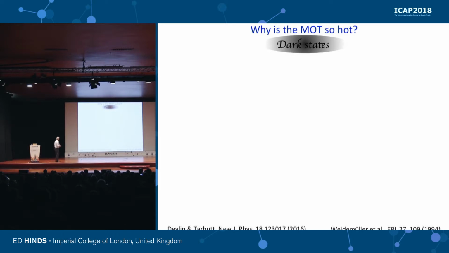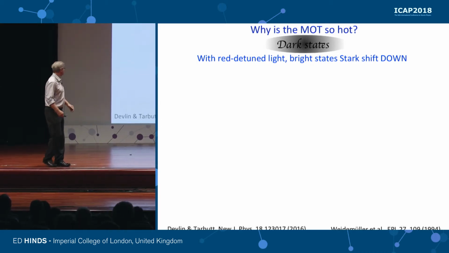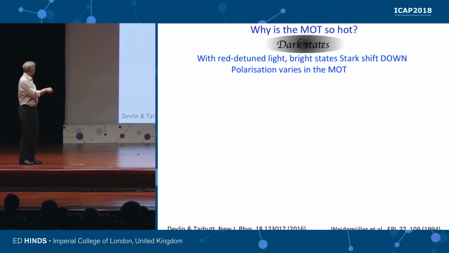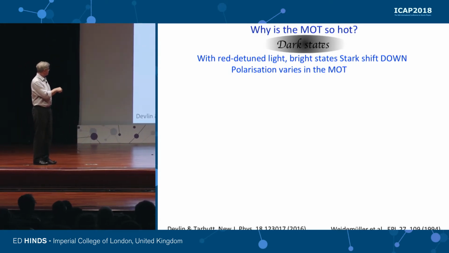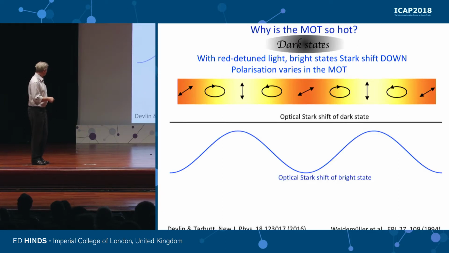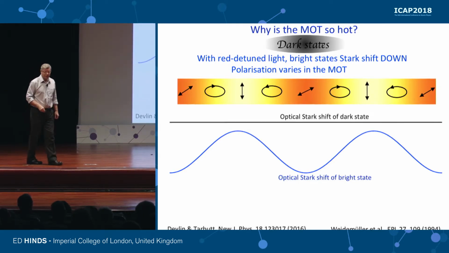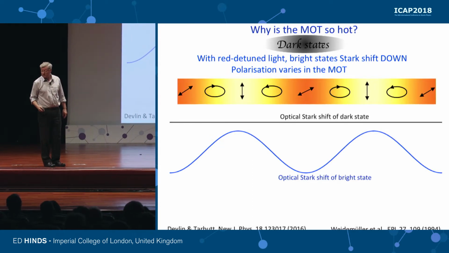What do the dark states do? Well, the bright states have a light shift. They shift downwards. The dark states don't see the light. Inside the MOT, the polarization is varying all over the place. So here's a picture of some light with polarization varying all over the place. This shows you that the optical Stark shift of the bright states is going up and down, while the optical Stark shift of the dark state is doing nothing because it's dark. It doesn't know the light is there.